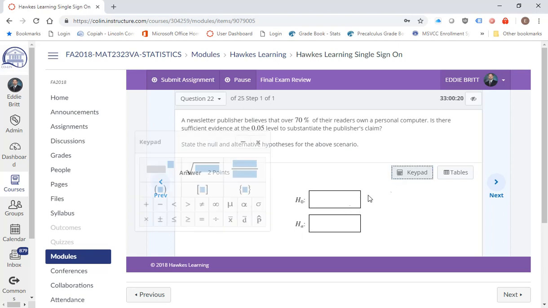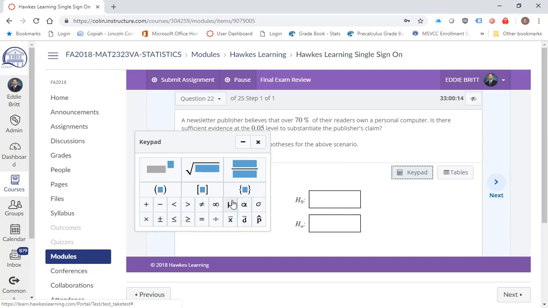And there's a keypad, I believe, if you want to type the different symbols. I think you can just use the P button here, though. You don't put P hat for sure. But the greater than and less than symbols or equal to symbols are all here in this keypad.